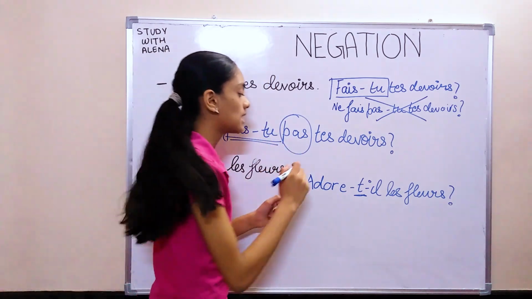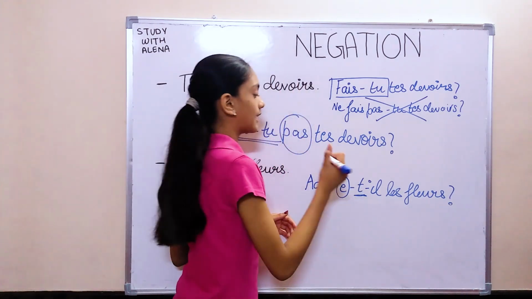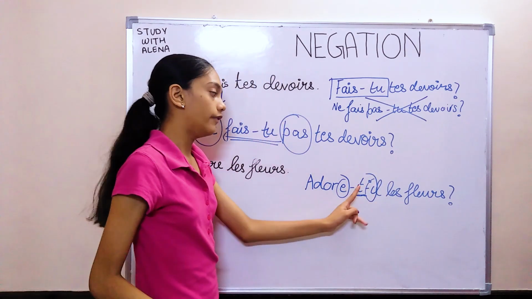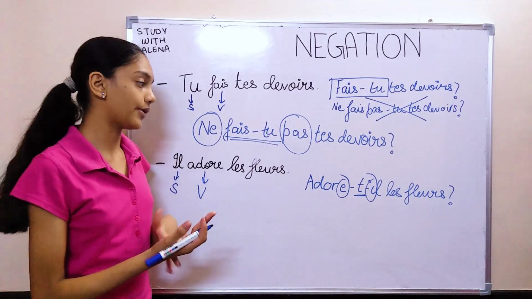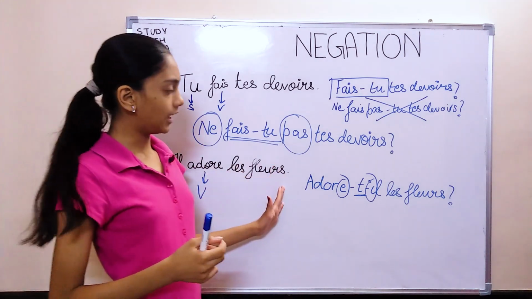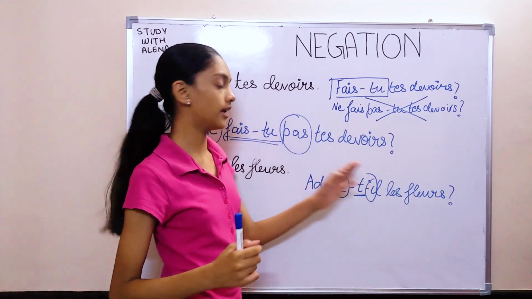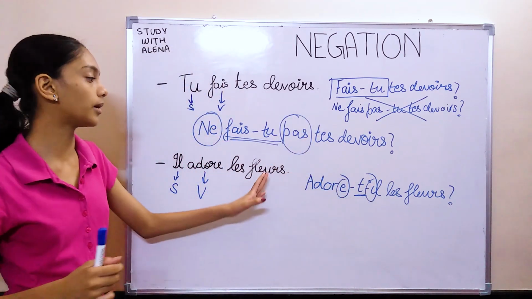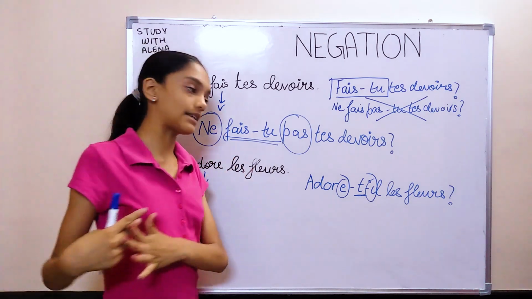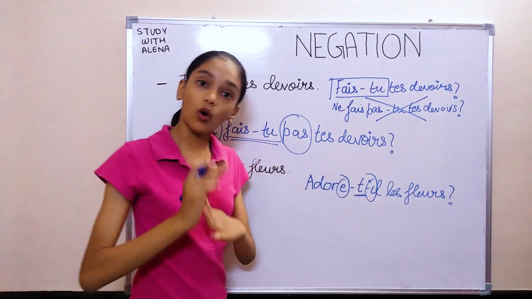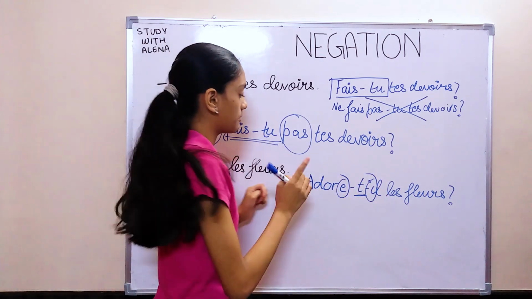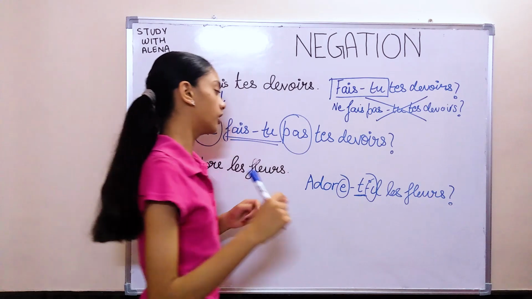This is because in French, there is a rule that when two vowels come together like this, we have to place a T between them. This is only for better pronunciation. It becomes adore-t-il. If you do not place the T, it will become adore il, and that is not a very smooth pronunciation. That is why we always place a T when there are two vowels together during inversion. So it becomes adore-t-il les fleurs.